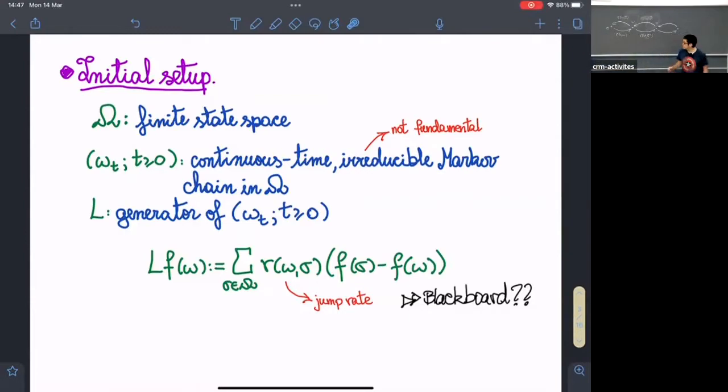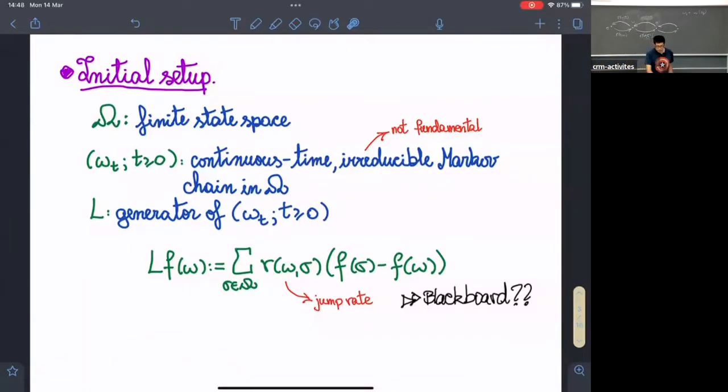If you don't like that as well, you can think of another thing, which is that omega of t is actually omega of n of t, okay? Where omega of n is a discrete time Markov chain, and n is an independent Poisson process, and that gives you your continuous time Markov chain. So I hope that you understand what these r's are. In the discrete time case, they are the probabilities at which you jump from omega to sigma, and in continuous time, they are the instantaneous Poissonian rates at which you jump there, okay?